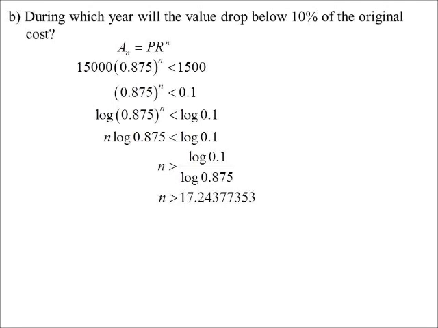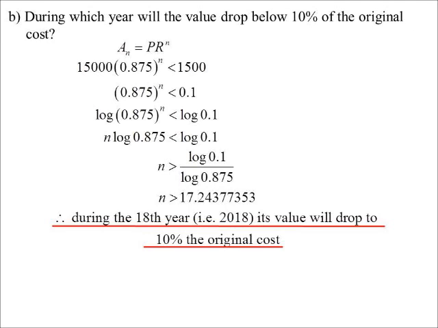Now we started on the 1st of January, so it'll be during the 18th year. So that would be 2018. That makes sense because the first year was 2001, the second year, yeah, so the 18th year would be 2018. It drops to 10%. So this is one of those ones where, even though it's 17.2, we don't round down because we're talking about greater than, we always round up there.